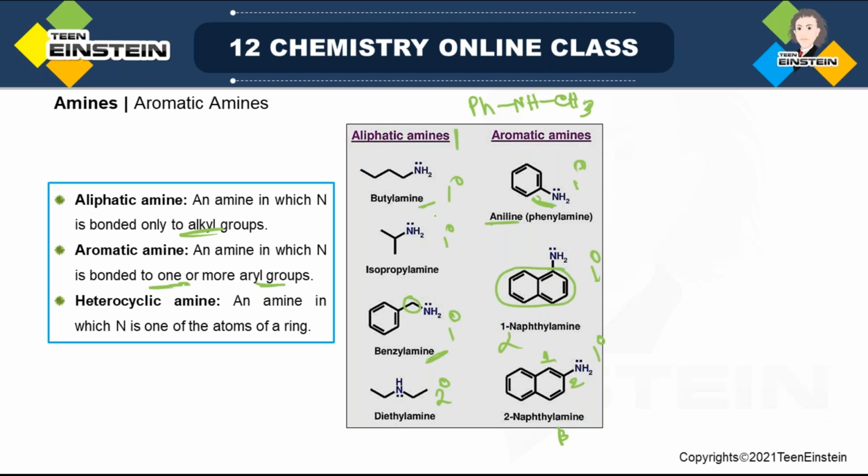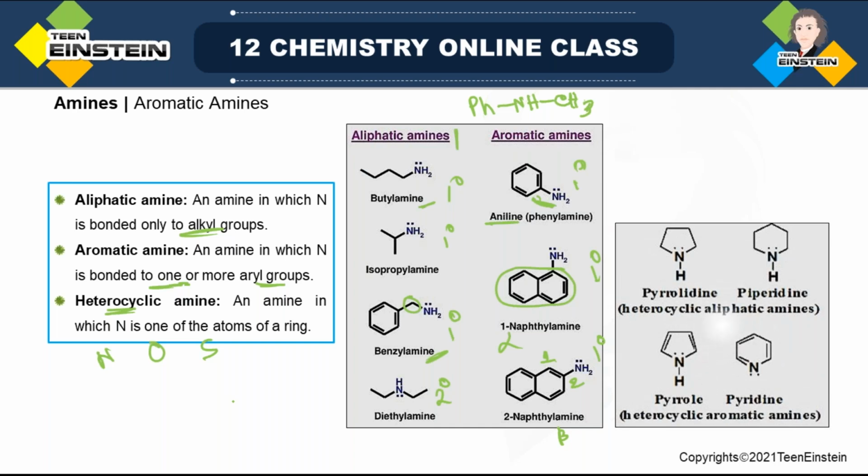And there is another category which you should also know, heterocyclic amine. This is an amine in which nitrogen is one of the atoms of a ring. So heterocyclic means there will be some ring structure, and in the ring structure not all the atoms are carbon. One carbon or more than one carbon may be replaced by some heteroatom. When I say heteroatom, it may be nitrogen, it may be oxygen, it may be sulfur. Mainly these are the elements that are present. So one of the carbons will be missing, there will be N. Not one, it may be more than one.